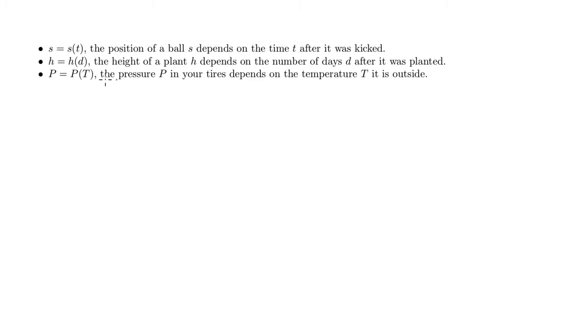Same thing here. The dependent variable here is h, the height of a plant, and it depends on the independent variable d, which is the days after it was planted. So I have input, output. Same thing here. The dependent variable is pressure, P, and it depends on the independent variable, T, which is the temperature outside. So I plug in the temperature outside, and that should give me a unique pressure in my car's tires. So there's a few examples, and I'm sure you can think of a lot of examples on your own.